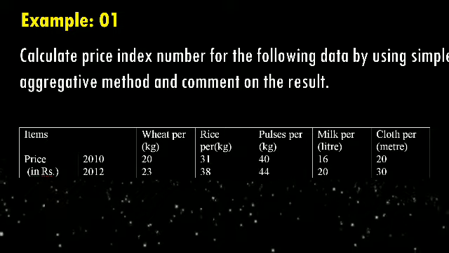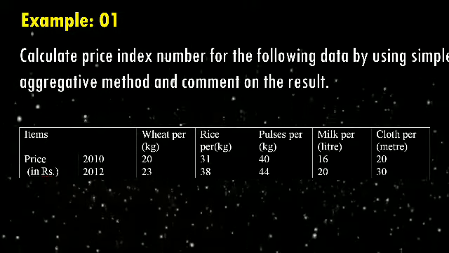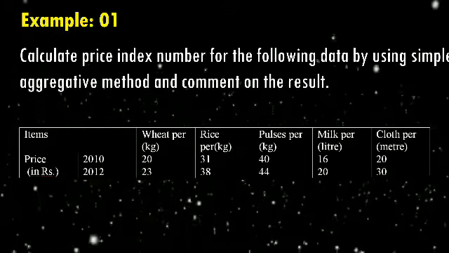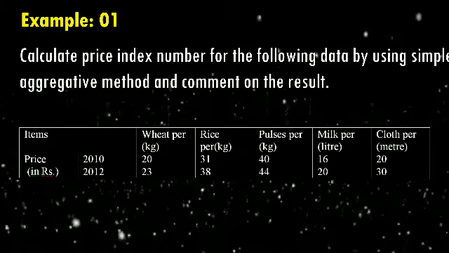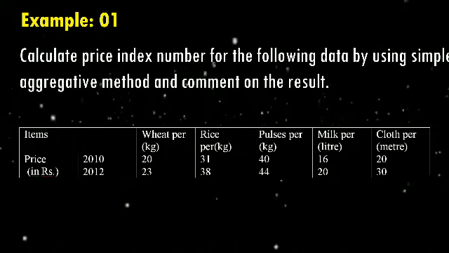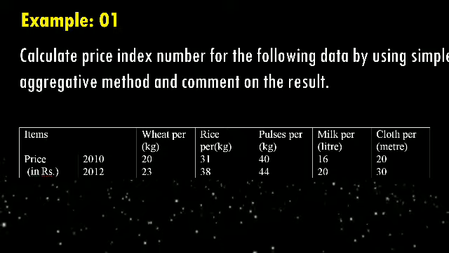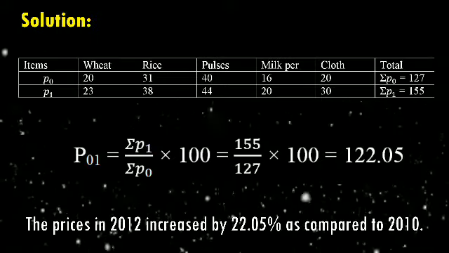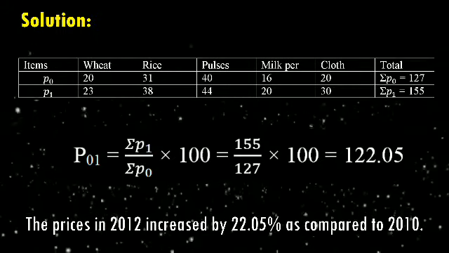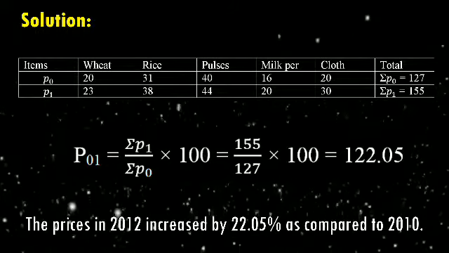Simple aggregative method formula is P01 equal to sigma P1 divided by sigma P0, which is multiplied by 100. So in order to find the sum total of the current year price and the sum total of base year price, draw one more table in the solution part. Solution, draw one more table, consider all the items which are given in the question, that should be in the first column of the table.